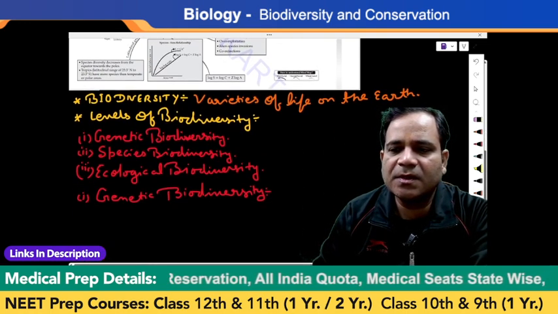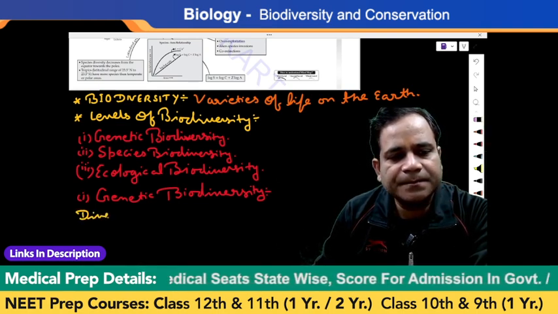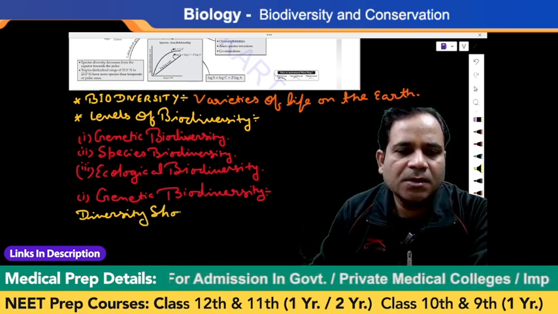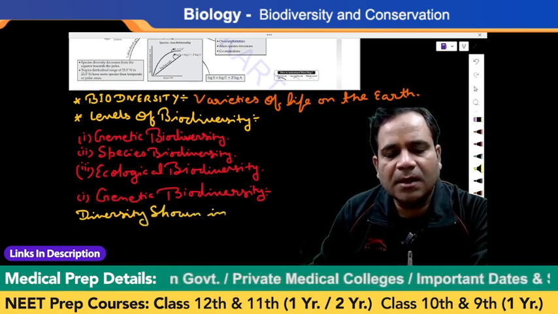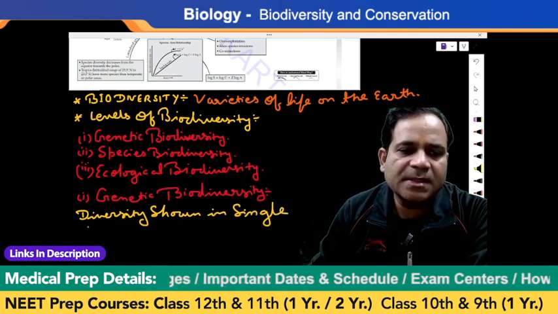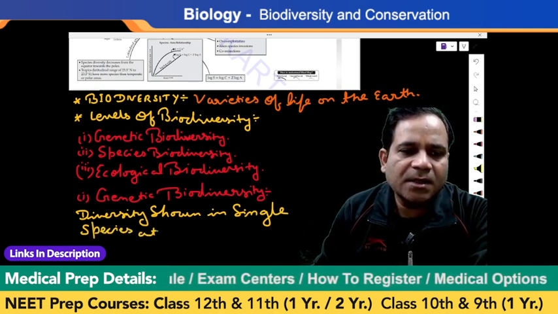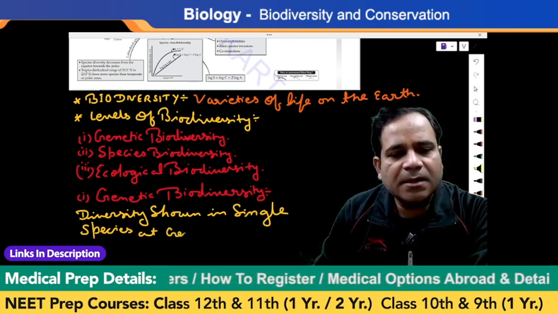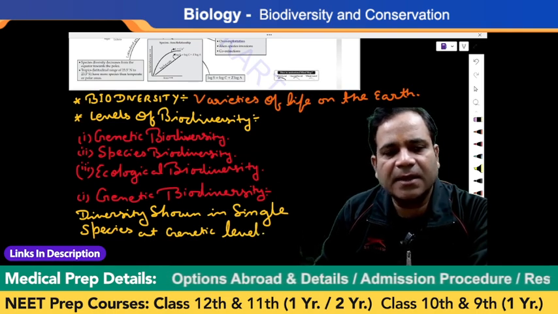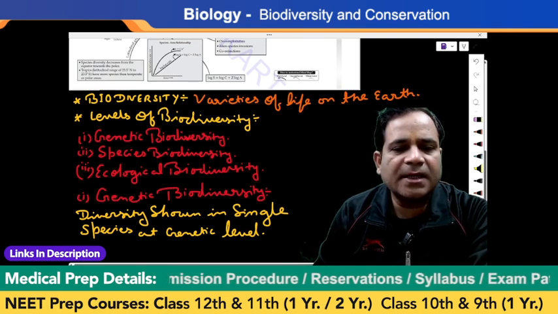What I'm saying to you: diversity shown in which one? Single species, at what? At genetic level. At genetic level, then it is known as what? Genetic biodiversity, right?